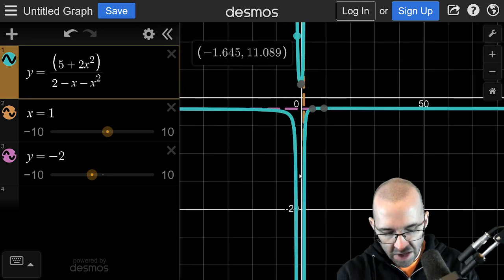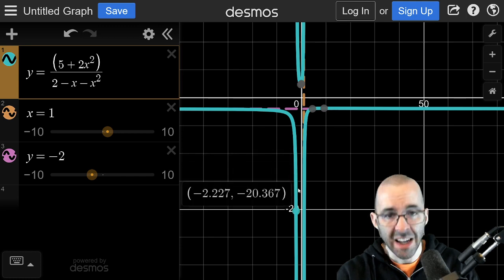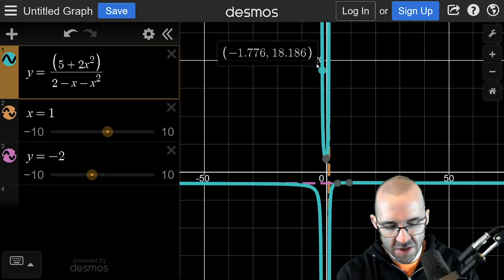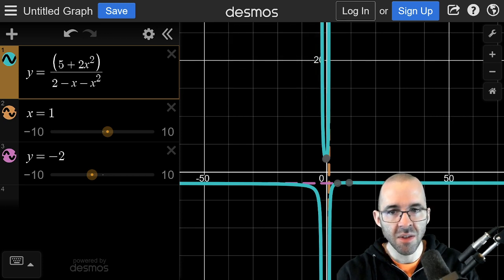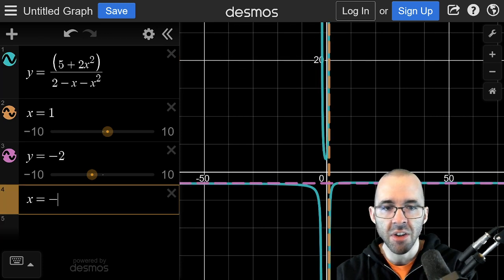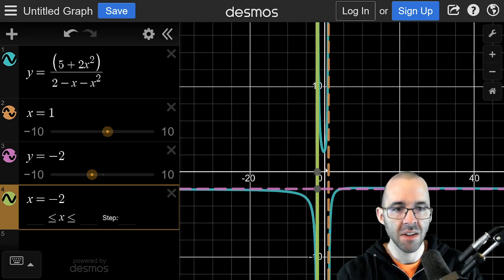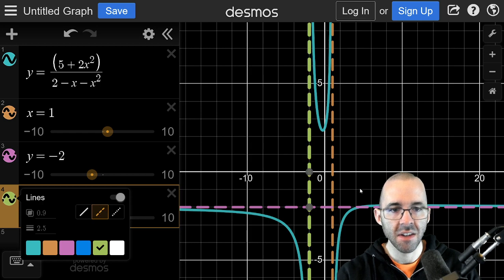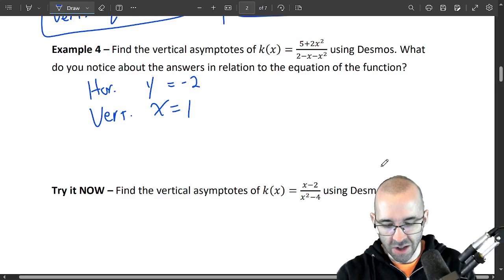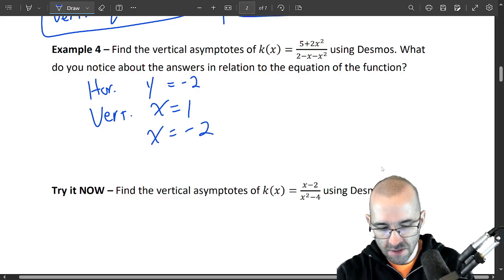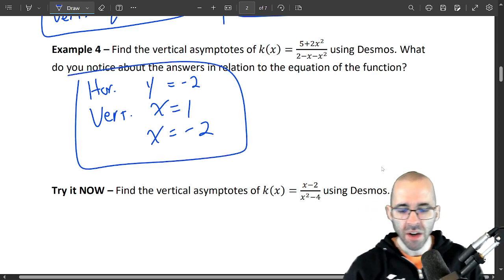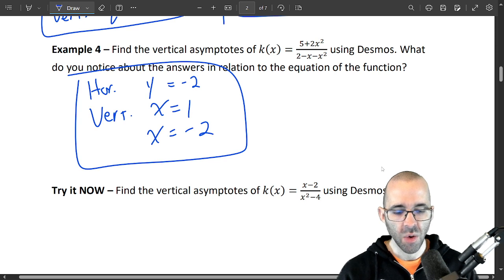As our input's getting really close to, I don't know, maybe -2. As our input gets really close to, yeah, it looks like it's centered around -2. Looks like we have another vertical asymptote at x equals -2. And you can see it with this graph like so. So we have 2 vertical asymptotes here. And the question is also asking, what do you notice about the answers in relation to the equation of the function?